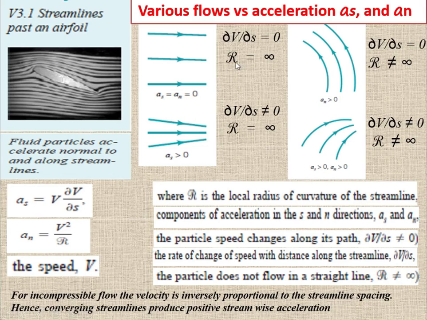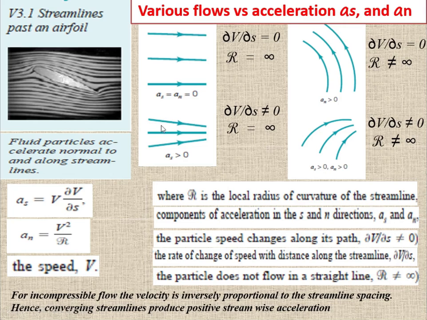In that case, you can see the radius of curvature is infinity. The radius of curvature can be infinity only when the streamline is straight. The velocity is constant. There is no difference between the two lines; the change in velocity with respect to position, with respect to s, is all constant everywhere. So this change is 0. If this is 0 and this is infinity, a_s and a_n both will be 0.